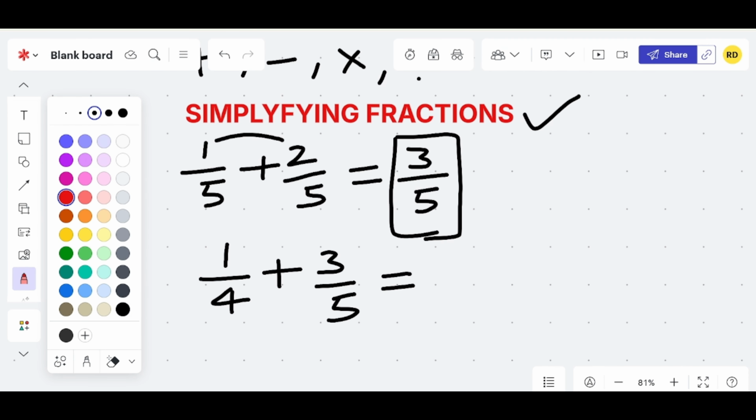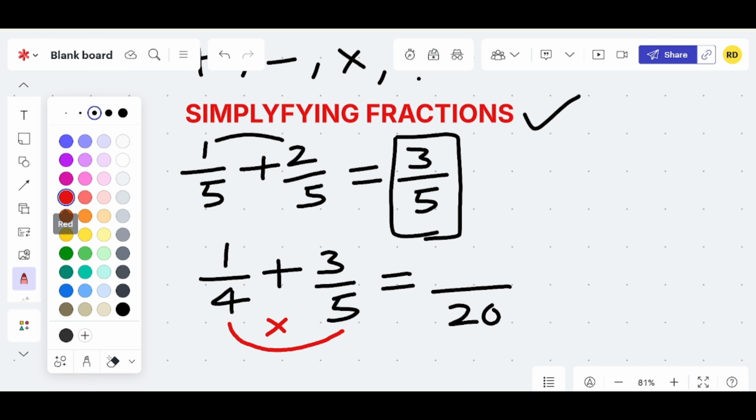So in this case, the very first step we're going to do is you have to multiply the denominators. So here 4 and 5. So you just have to multiply 4 and 5. So 4 times 5 is 20. So that is the denominator of the answer.